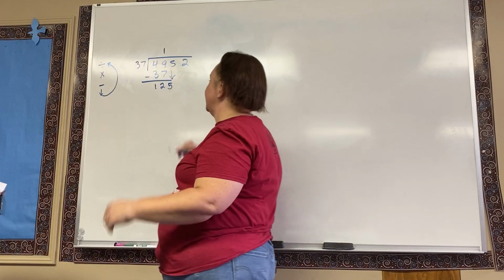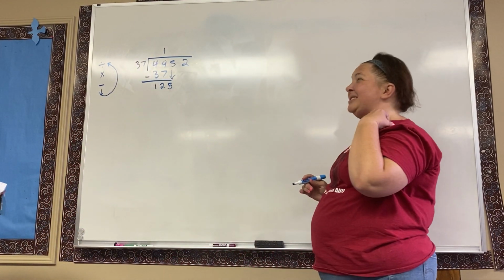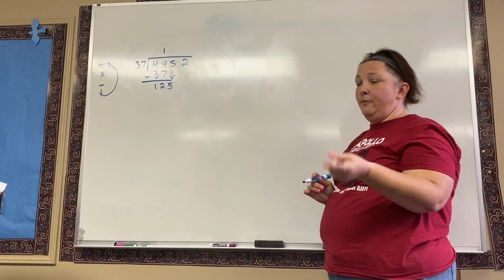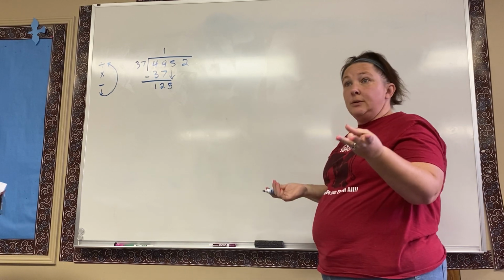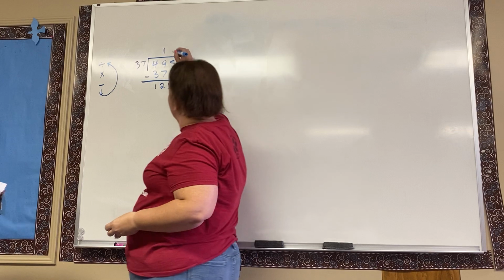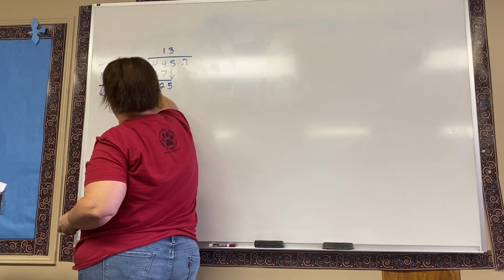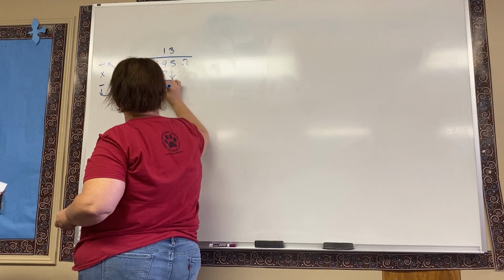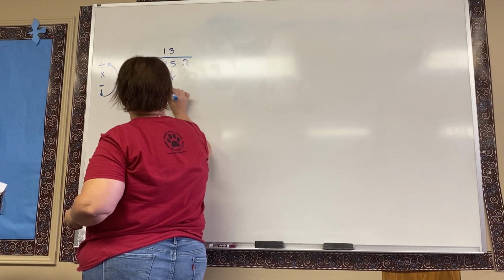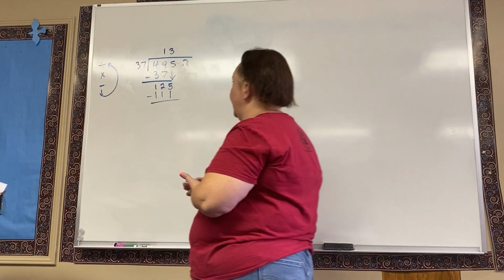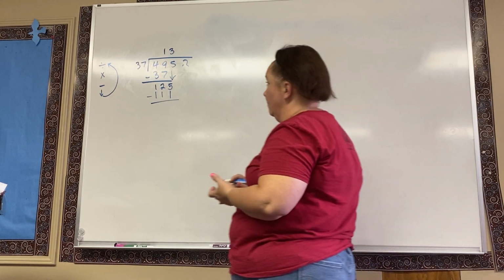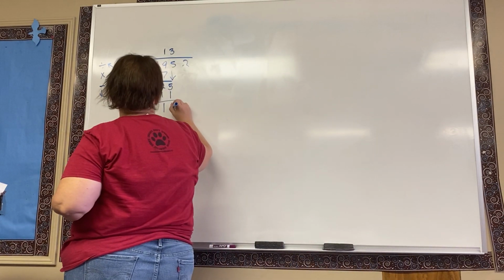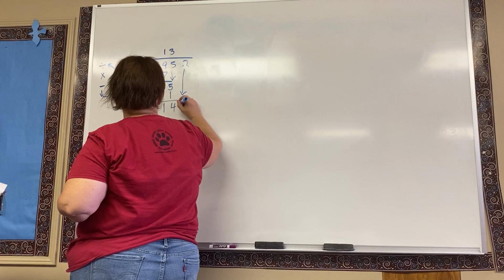How many times does 37 go into 125? Well, it's almost 40. If I count by 40s, I would go 40, 80, 120. So we're going to say 3. But then I actually have to do the multiplying, okay? So that would be 21, and that would be 9 plus 2 is 11. And now I subtract, okay? And I get 14.